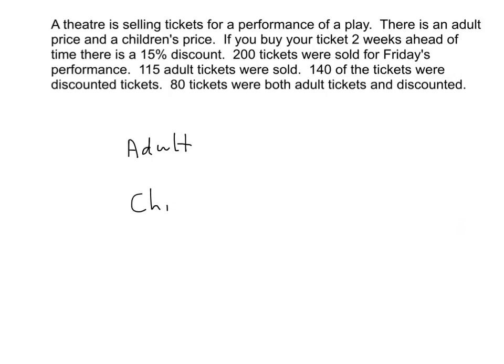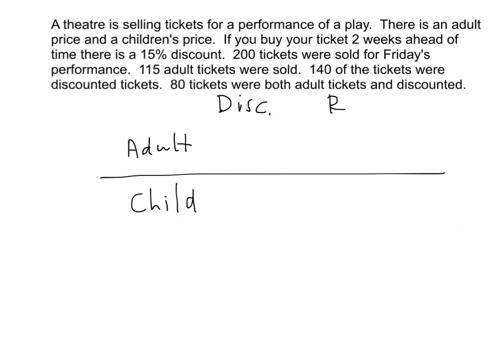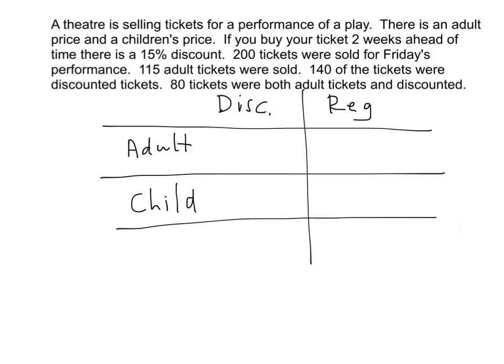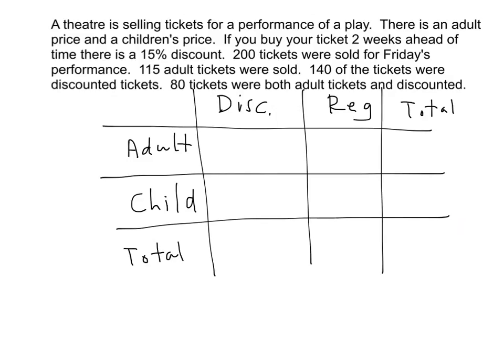adult versus child, but also you got to realize that some of those tickets were discount, some of them were regular. Let's see, discount and regular. So we're kind of dissecting our information a couple ways, right? And then let's put our totals here. So let's make sure you understand what this means. There's a total of 200 tickets sold. That's our big total here.